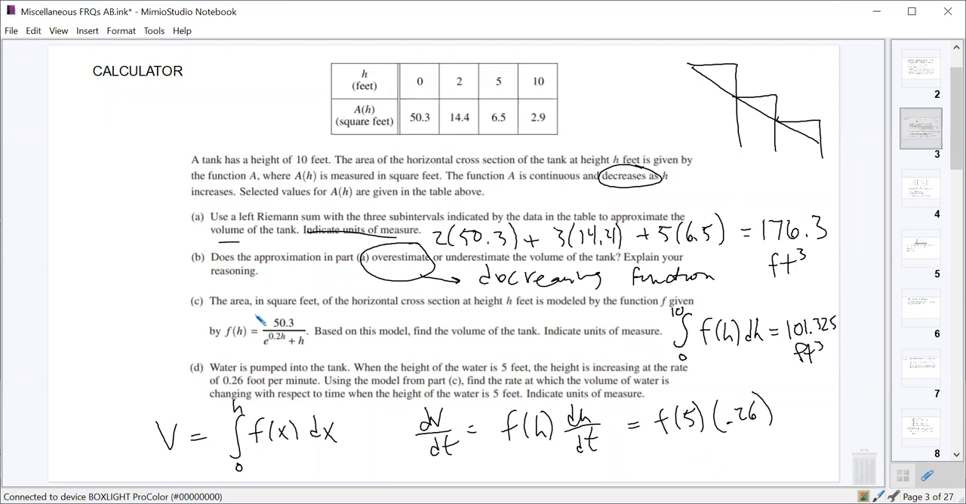And what do you end up with? 1.694 feet cubed per minute. Everybody good with that? Let's see here. Let's take a look at what the point values were for that.